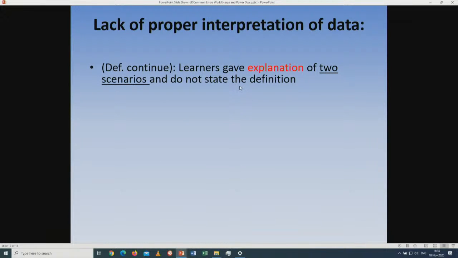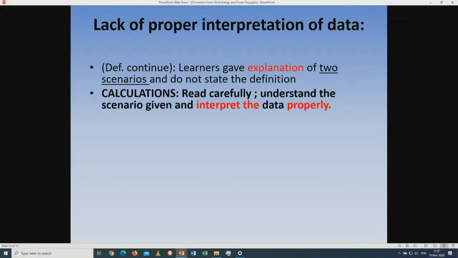Learners sometimes wrongly give an explanation for the Doppler effect and not a definition. An explanation is where learners give the two scenarios, stating that when the source is moving away from the listener, there's a decrease in the observed frequency, and when the source is moving nearer, there's an increase in the observed frequency. That is an explanation. That is not a definition, so no marks for that. So please give the definition.